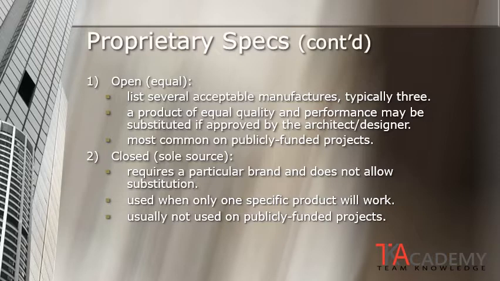This really comes into play during the bidding of a project. If an open spec is used and a particular product or manufacturer is not listed, the contractor may submit a substitution request requesting that their representative product be accepted into the project, and then the architect or designer will either accept or reject that and issue that by addenda.